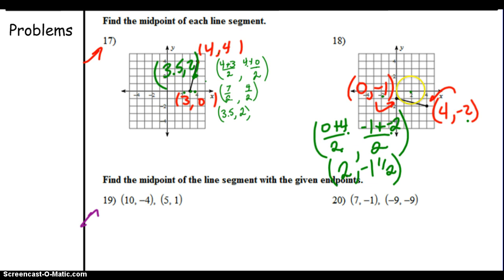So 2, -1/2. There it is. 2, comma, -1.5. There's the coordinate of our midpoint. Either method works on a coordinate grid. However, both methods will not work for something like 19 and 20.